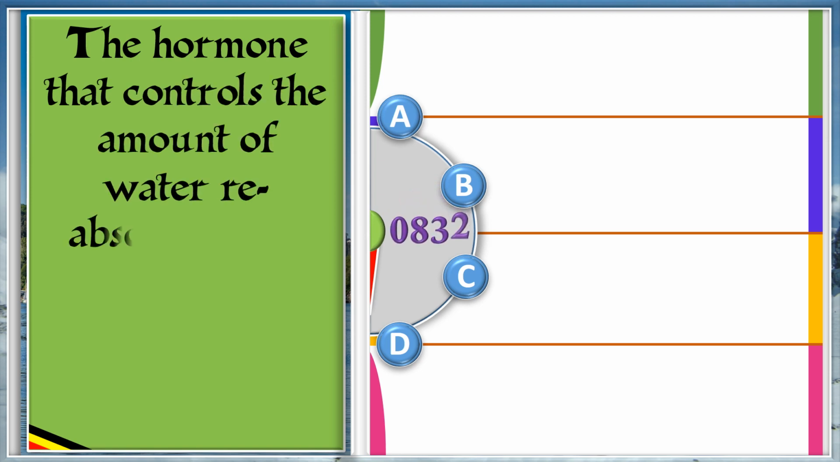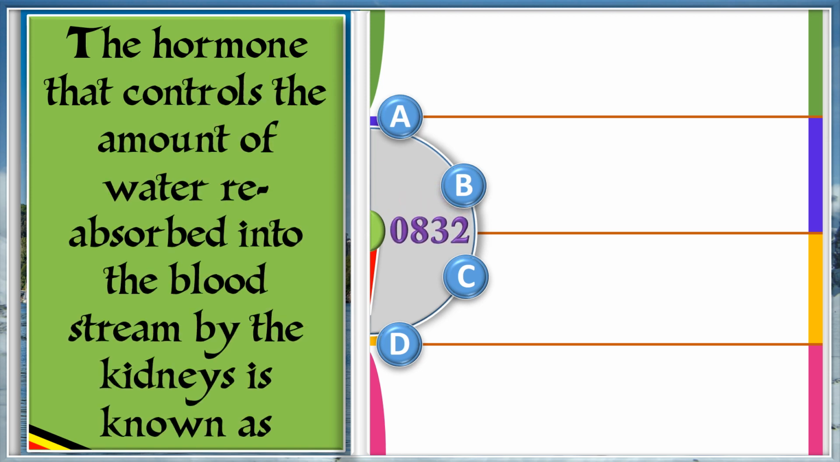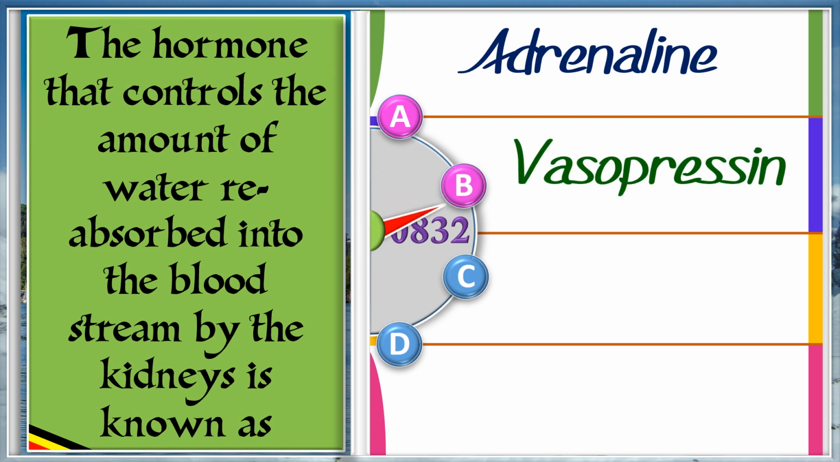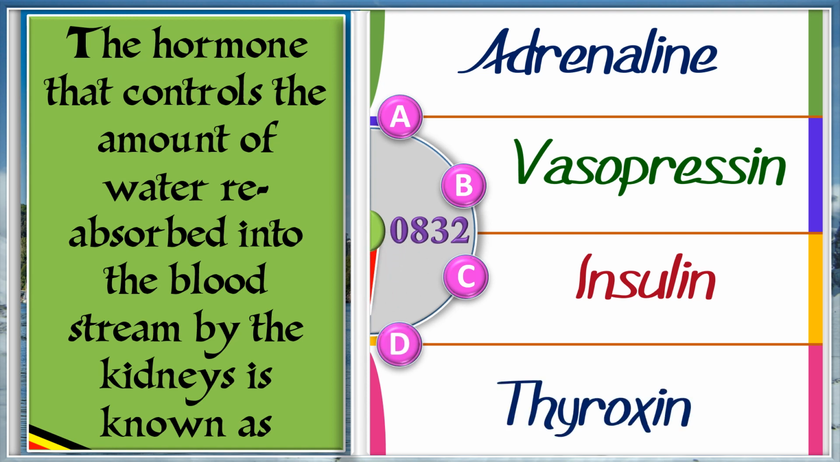The hormone that controls the amount of water reabsorbed into the bloodstream by the kidneys is known as A, adrenaline, B, vasopressin, C, insulin, D, thyroxine. And the answer is B, vasopressin.